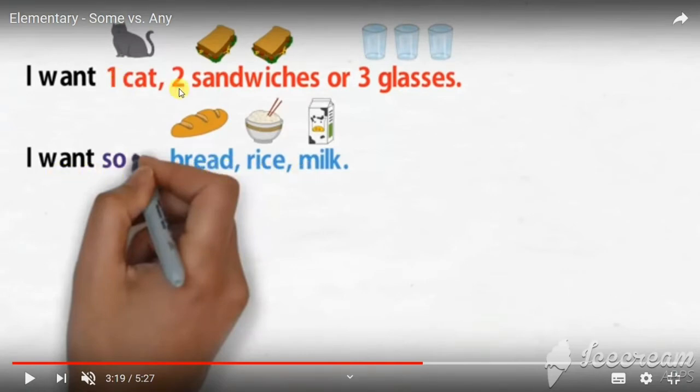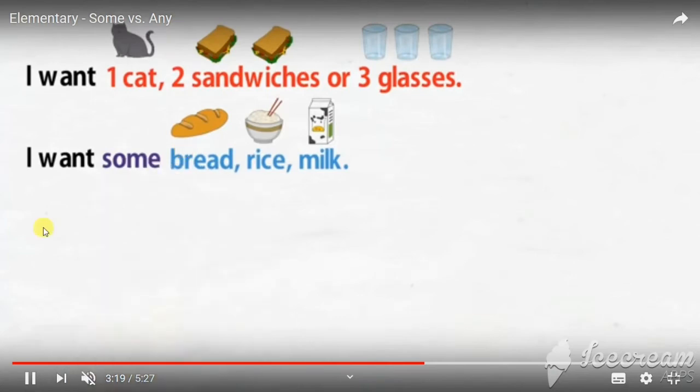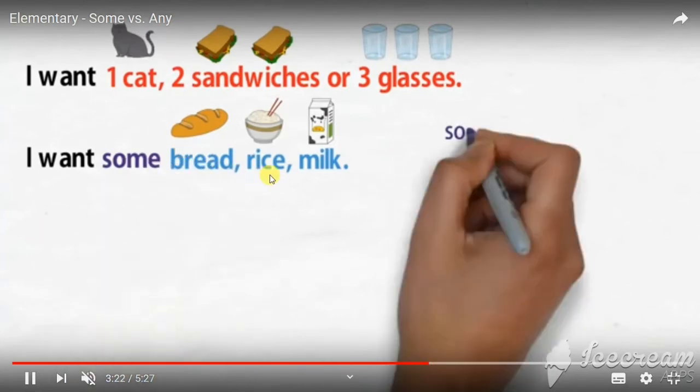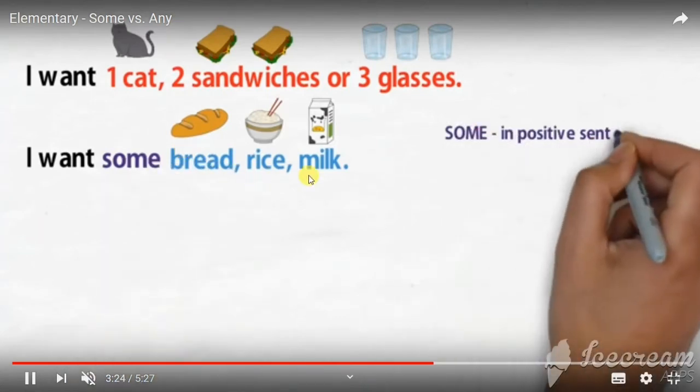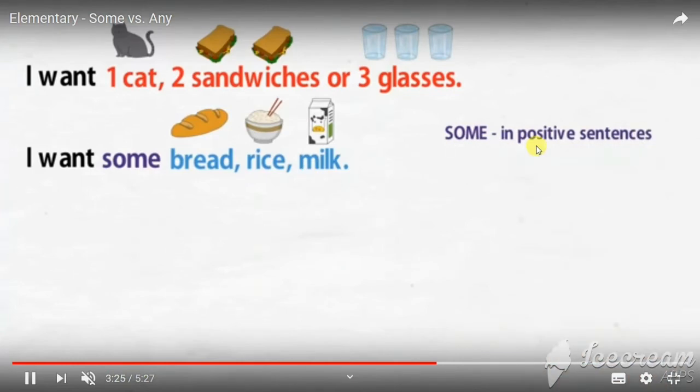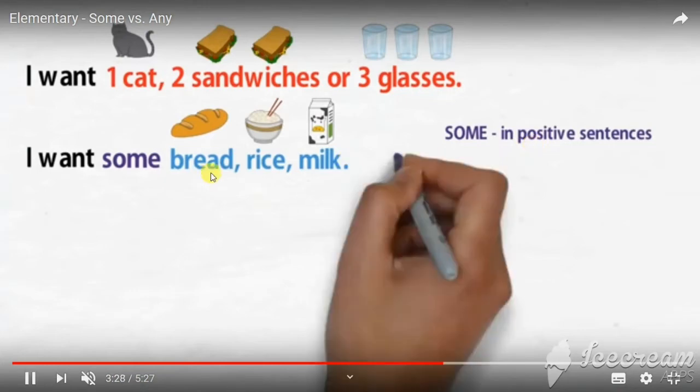Instead of writing the numbers, we can use the word some. I want some bread, rice, milk. Some is used with positive sentences only. We use it with positive sentences, not negative or questions. Only with positive sentences. We use it with uncountable nouns.